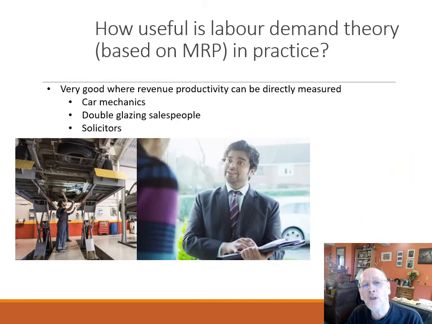So to pick up the odd evaluation mark, we need to be able to check to see how useful this theory is in practice. Well, where we can directly measure the revenue productivity, it's pretty useful. For example, car mechanics do work on a car. The customer is charged, so it's fairly straightforward to work out the value of that worker. Similarly, a double glazing salesperson is going to go around and get some business, and so we can measure the value of the business that that person has got us. Solicitors deal with cases, those cases are charged. So where that happens, reasonable theory.